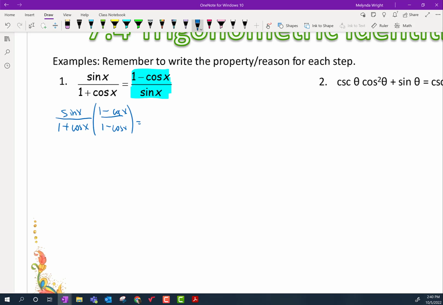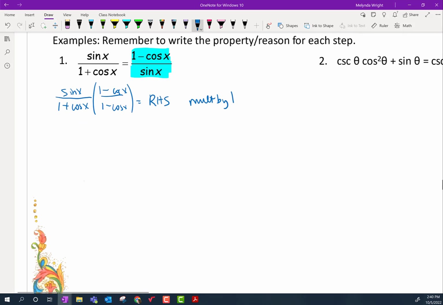And again, I think it's real handy to put RHS or LHS, right hand side or left hand side, because that also helps you to not even be tempted to try to mess with the other side. We're not allowed to mess with it anyway, so that really helps take that temptation away. So this reason would be, we're just multiplying by 1.